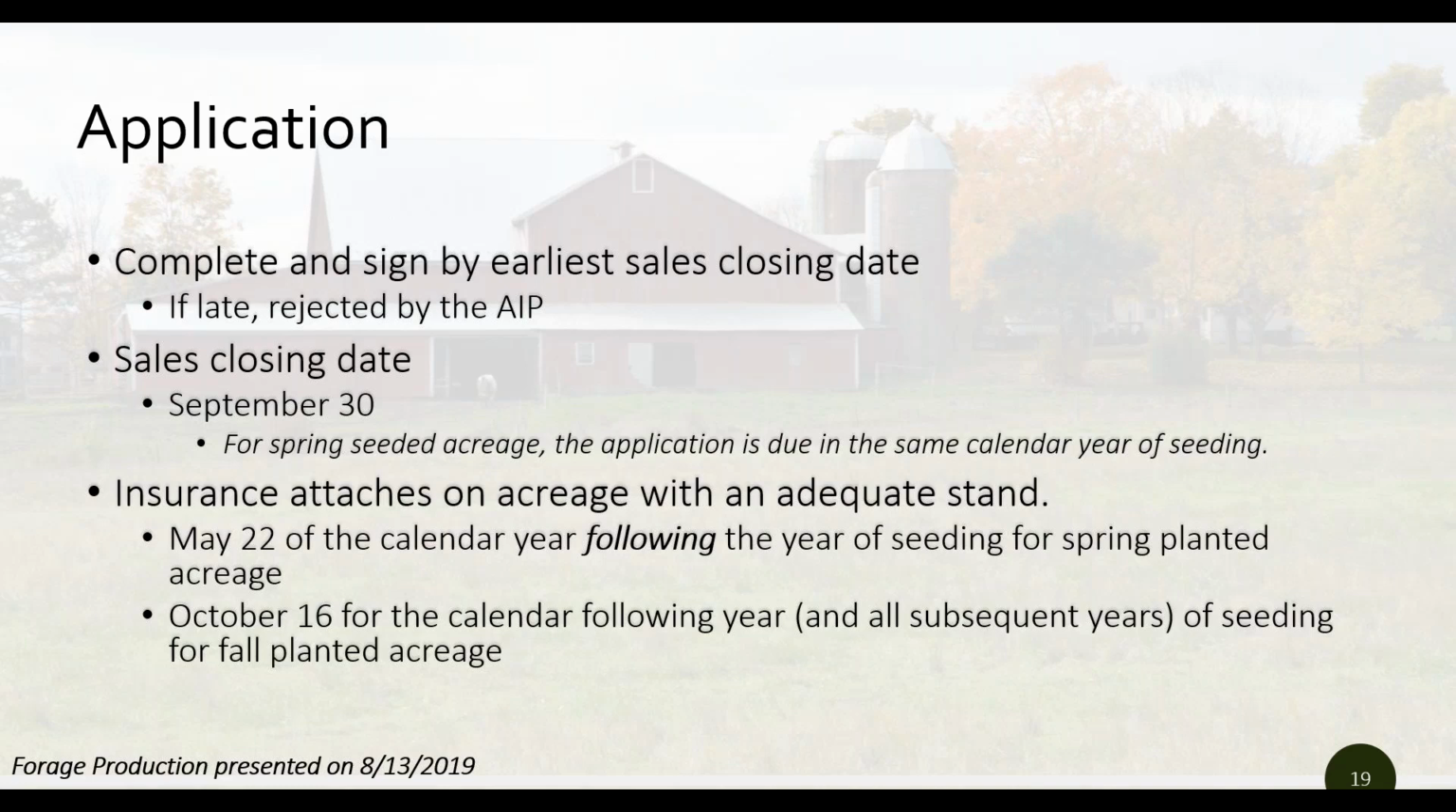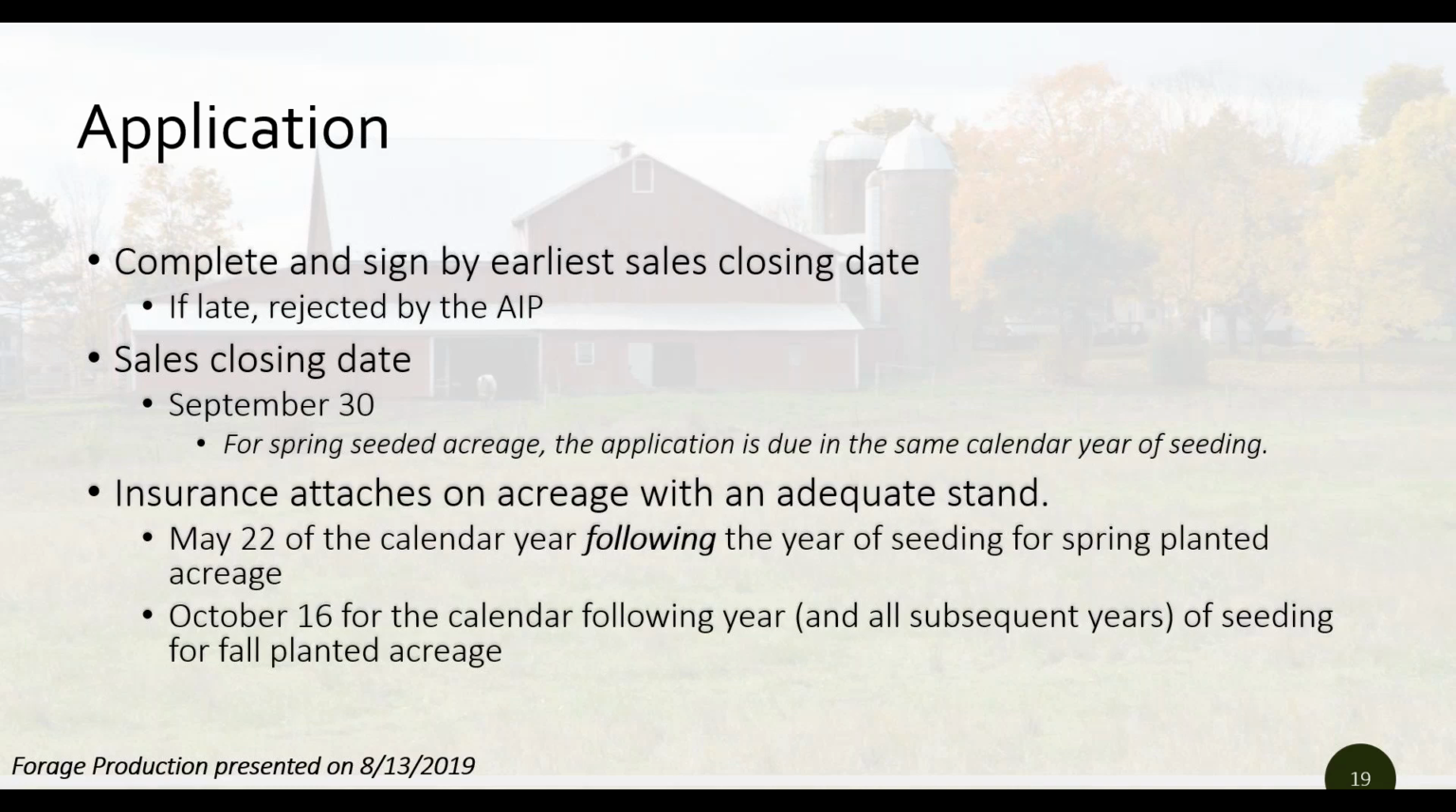You can't cancel the policy within the initial crop year. So one of the things we talked about earlier were some of the important dates, and the sales closing date is September 30th. That's the date that you need to complete and sign your application. For spring seeded acreage, going back to my example of the forage that you seeded in May, you'll want to do that coming up here this September 30th so that your coverage is in force. Insurance attaches on that May planting on May 22nd of 2020.